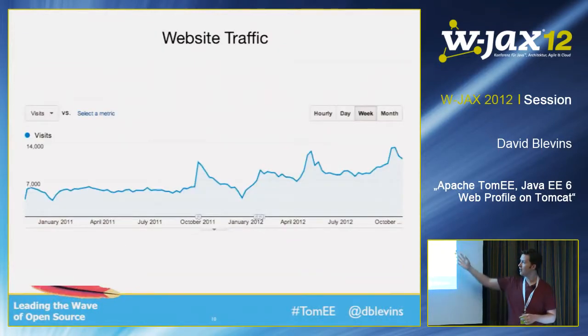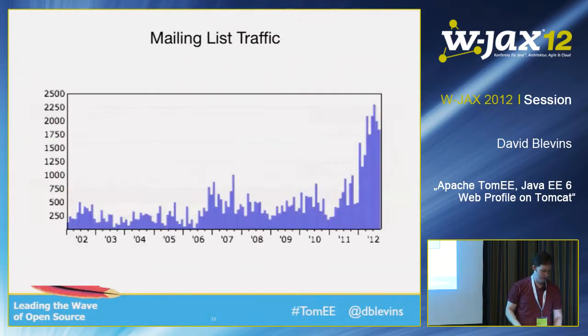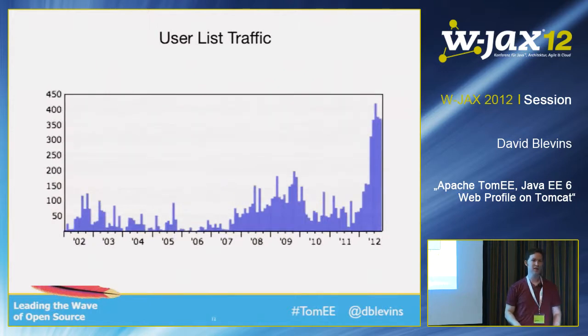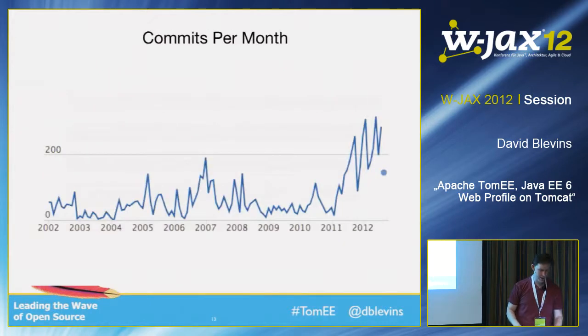So here is our website traffic for the last 2 years. That big bump there is the Java EE 6 announcement. And then it's just kind of gone crazy since then. Here's our mailing list traffic. It's also just completely spiked up. This is all the mailing lists. That's just the user list. And there's our commits, also just completely spiked up.